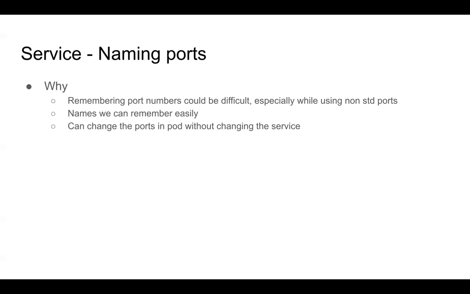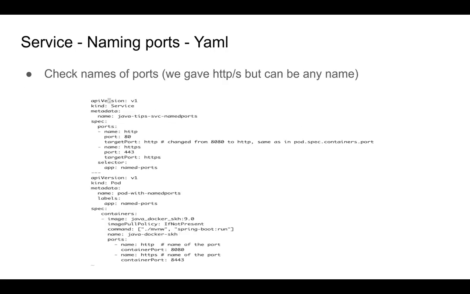That's one reason. The other reason is that you can change the ports in the pod without changing the service, because in the pod you will be giving the port number and the name, and you'll be referring to that name only in the service. So tomorrow, if you want to change the port to a different port, because now your service is getting exposed on a different port, you have to change only the pod definition. You don't need to change the service definition. So this is what we'll use.